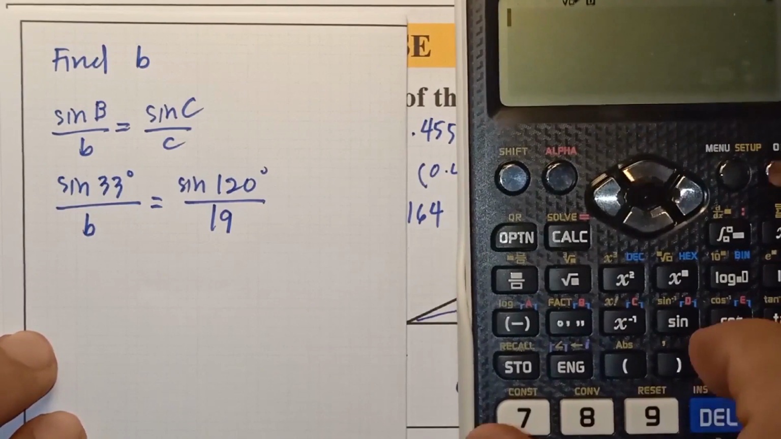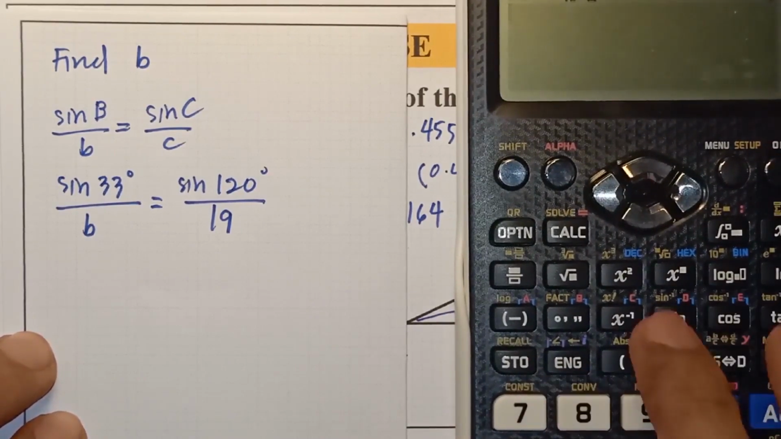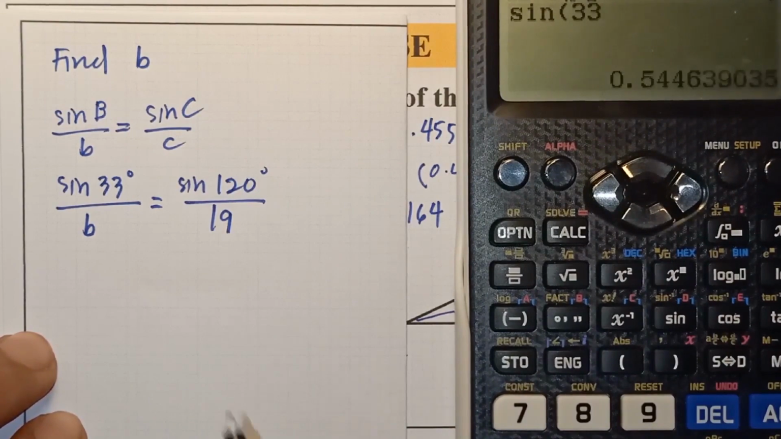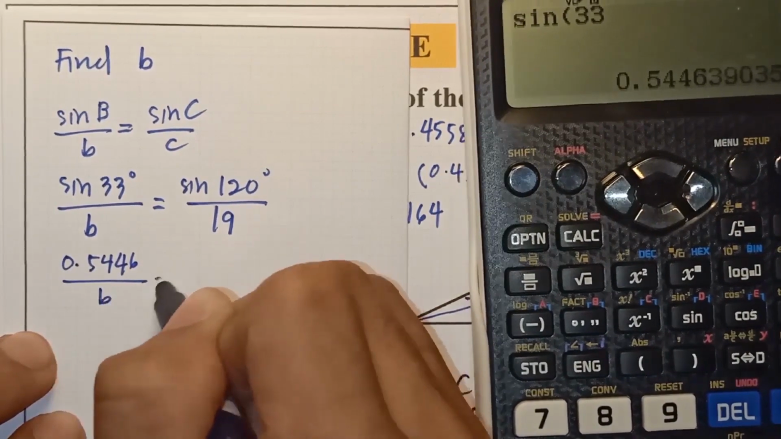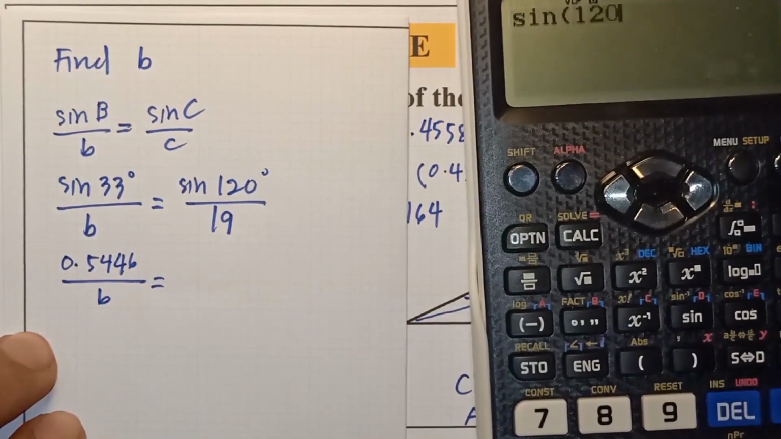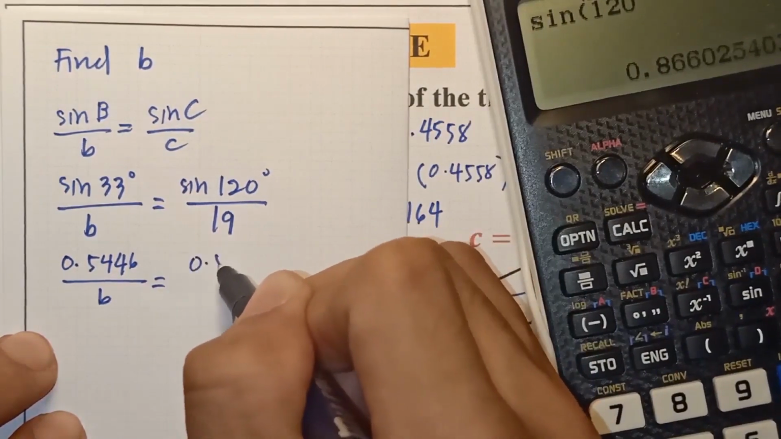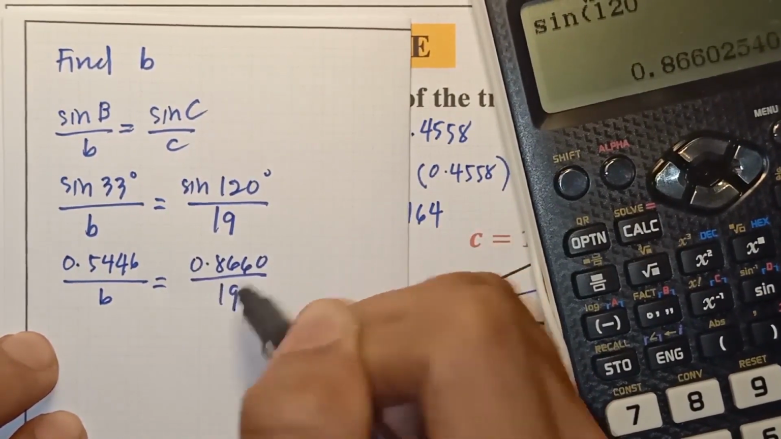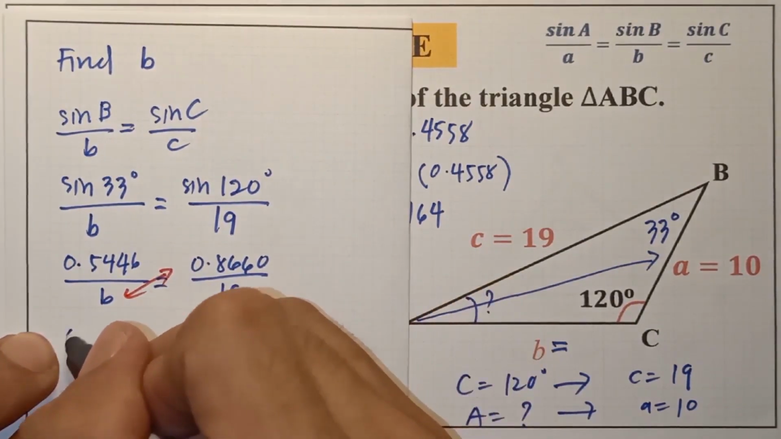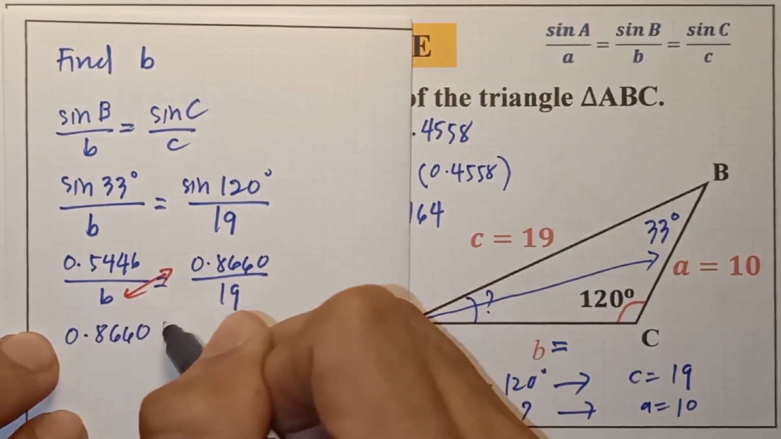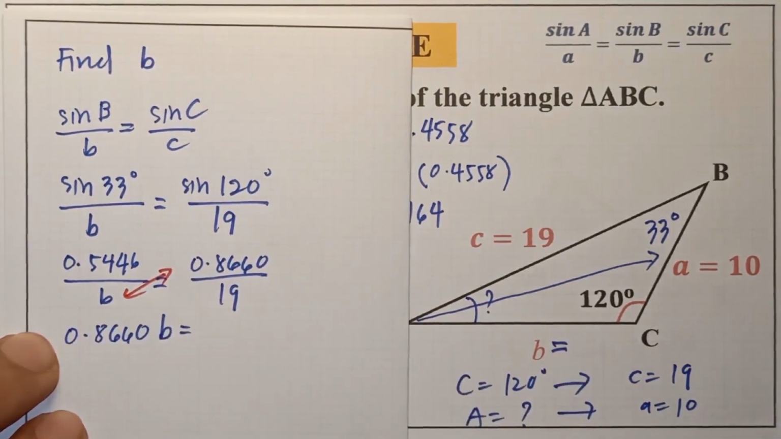Using our calculator, sine 33 is equal to 0.5446 over b is equal to sine 120, which is 0.8660 over 19. So the next step, we will be multiplying b and 0.8660. The result is 0.8660b is equal to, we'll now multiply 0.5446 times 19. The result here is 10.3474.